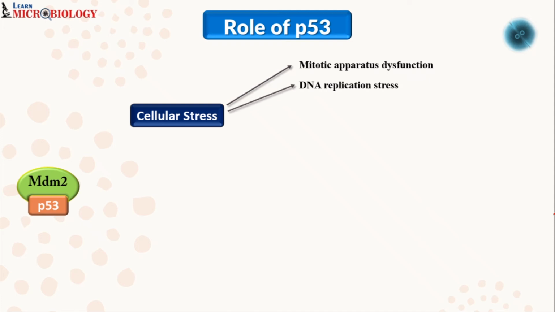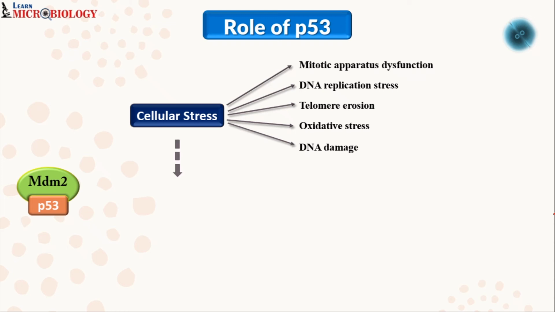Secondly, we have DNA replication stress. Third, we have telomere erosion, where the telomeres are getting broken down, or oxidative stress, or if there is any DNA damage. If there are these 5 cellular stresses, they are going to signal MDM2 to not destroy P53 by allowing the phosphorylation of P53.